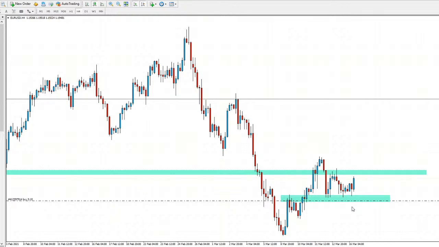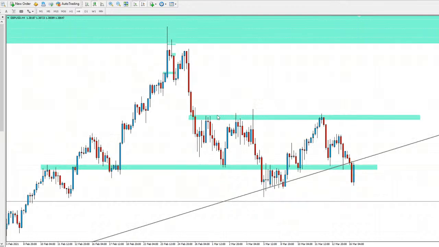Right now, we're just moving sideways between the level I drew there and that resistance just above. So we just need to see which level breaks, and then if it breaks to the upside, look to trade it up to 1.21, which is this resistance up here. However, if it breaks to the downside, we're looking to close that position.